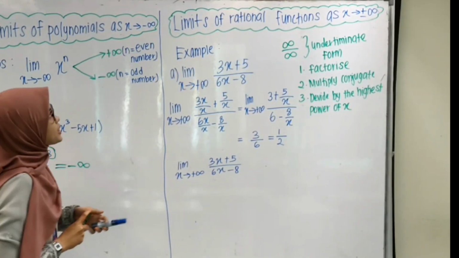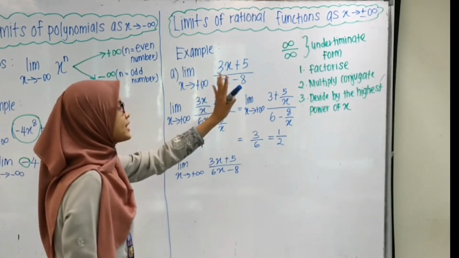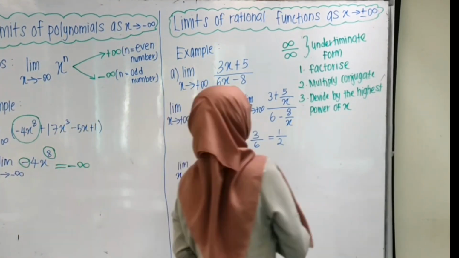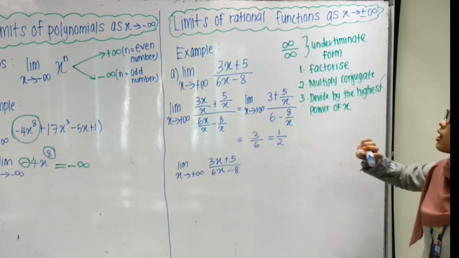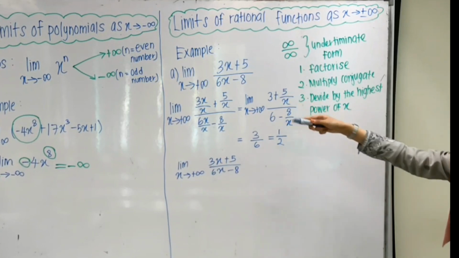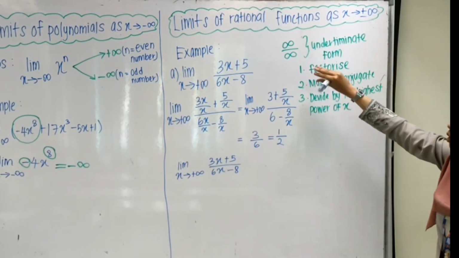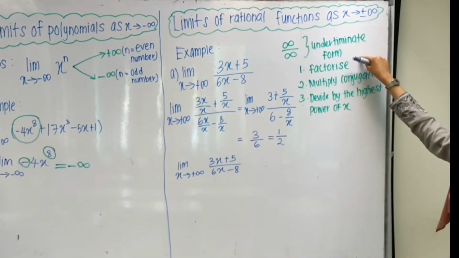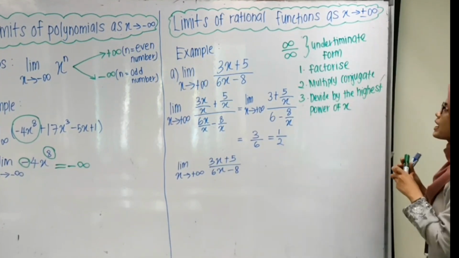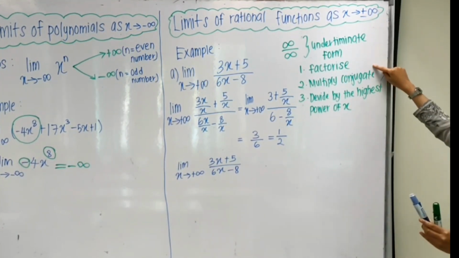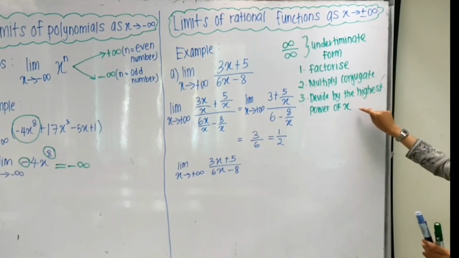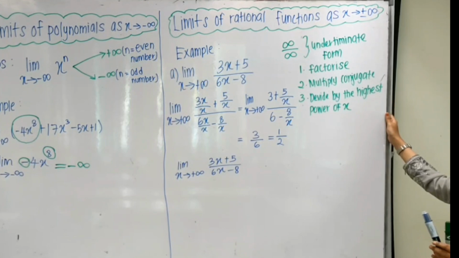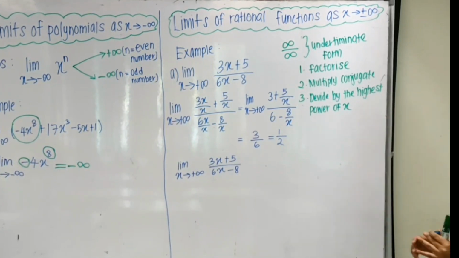Let's move to the limit of rational function as x approaches positive or negative infinity. First thing first, we must try to substitute positive infinity into the equation. When we substitute, we will get this form, which we call indeterminate form. So when we get this, we must try to find the solution using three ways: factorize, multiply with the conjugate, or divide by the highest power of x. Here the best way is to divide by the highest power of x.